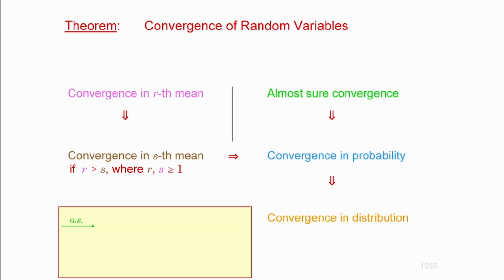Okay, now I'm going to start with almost sure convergence. Almost sure convergence implies convergence in probability. Convergence in probability implies convergence in distribution. Okay, I think that is clear. And convergence in mean implies convergence in smaller mean, because again, I stress R is greater than S, or S is less than R. And convergence in mean, however, if both are at least 1, it doesn't really matter, implies convergence in probability.